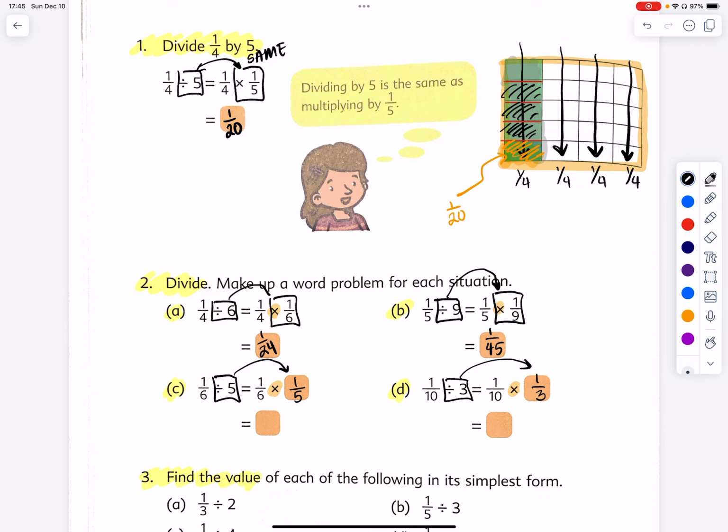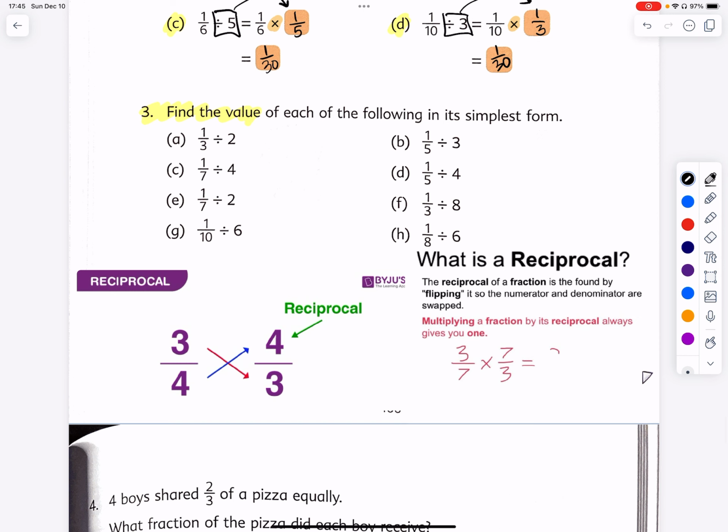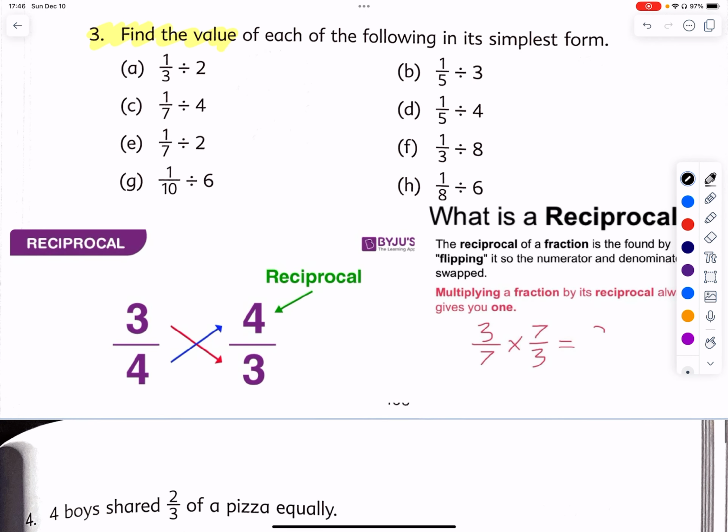of 45 pieces. And finally, to divide by 5, 1/6 is this. It will be the same as to find 1/5, and we get 1 out of 30. Now, in part 3 is when we practice it quite a lot.